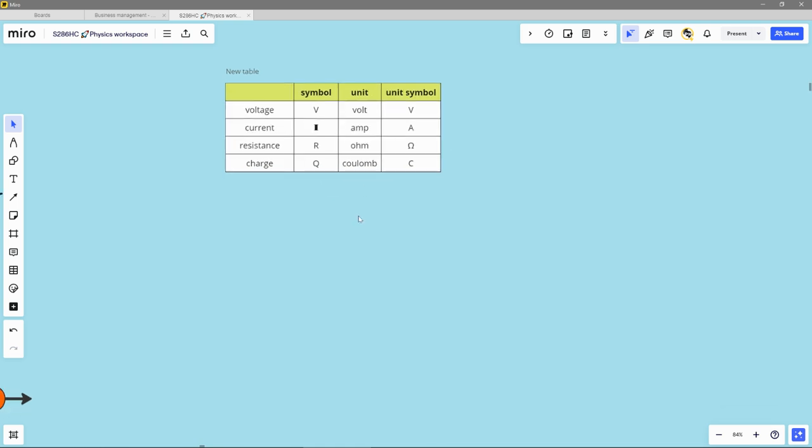So, for example, if I'm measuring current and I see that it's 5 amps, then instead of writing current I could write I, and instead of writing amps, I could write just capital A.